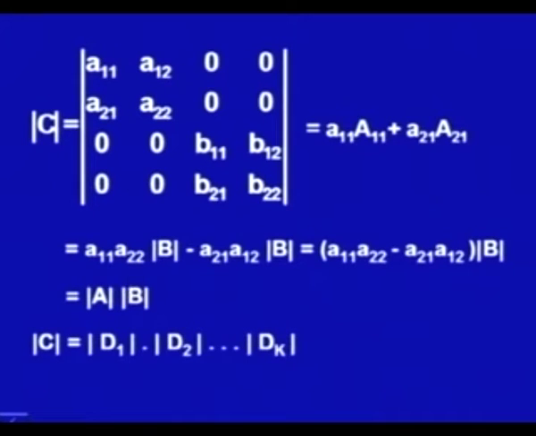So, what we can say is, if we have a block diagonal matrix consisting of A matrix and B matrix in the diagonal, then the determinant of the block diagonal matrix is nothing but determinant A times determinant B. That means, if I have a matrix C having k block diagonal matrices, then we will have determinant C as determinant D1 into determinant D2 into determinant Dk. So, one can generalize this result and this will be helpful in evaluating determinants of higher order matrices.